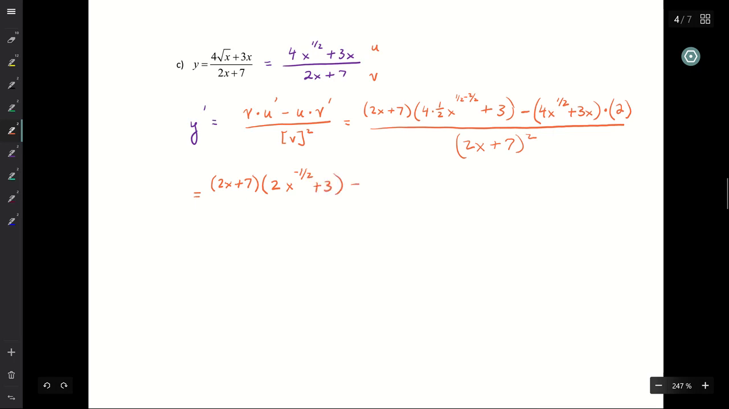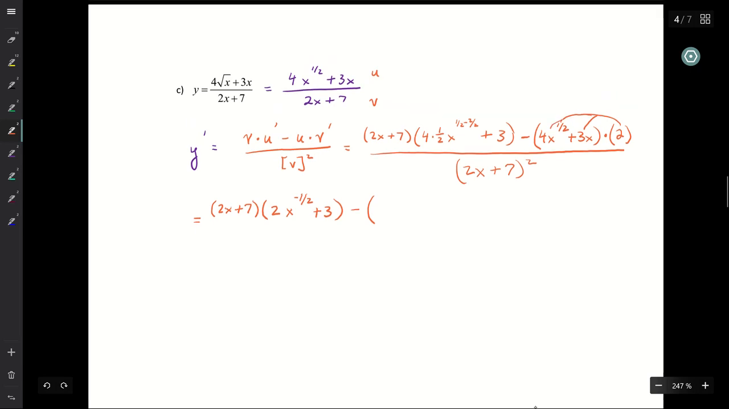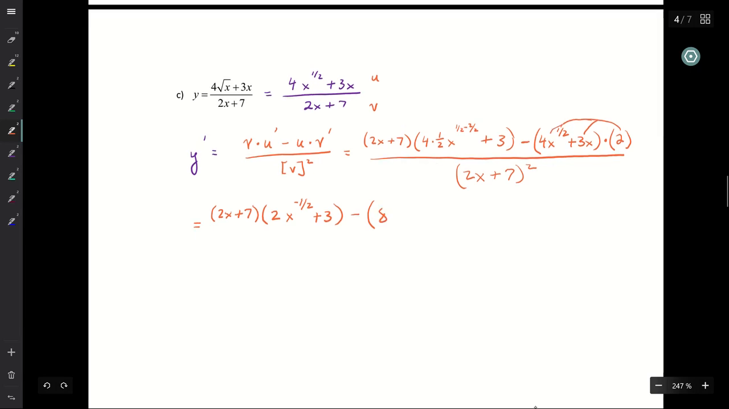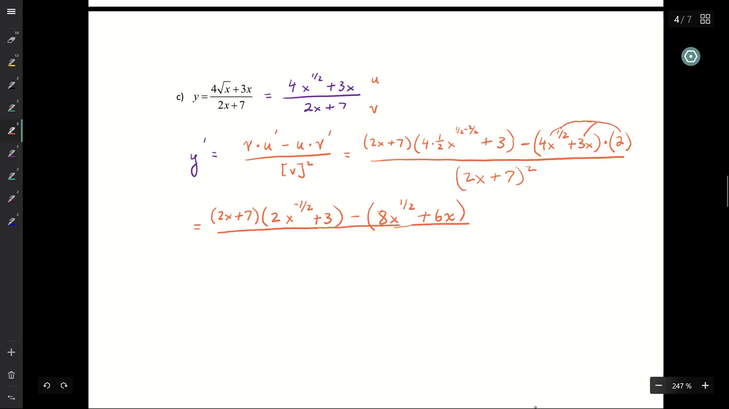And then over here, I'm going to keep the negative. I can distribute that on the next step, but I'm going to go ahead and distribute this 2 through. So the 2 multiplies to the front, so be careful here, it goes to the 4. So it goes 8x to the 1/2, and then 6x. And remember in the denominator, just to leave the denominator as that whole group squared. We don't actually want to FOIL it out. So 2x plus 7 all squared.